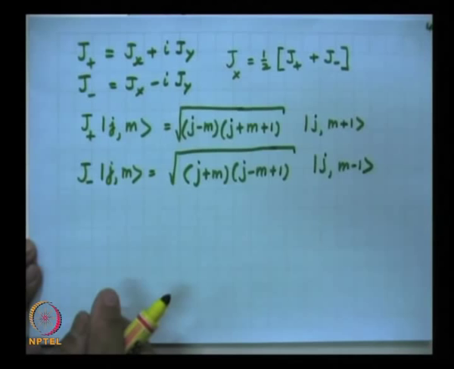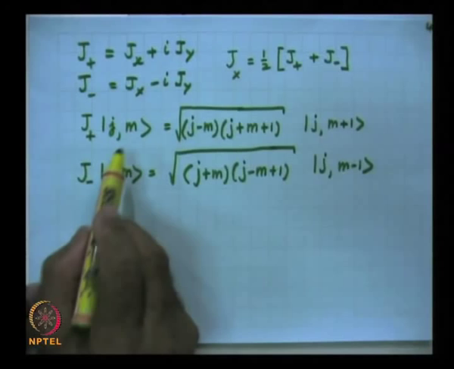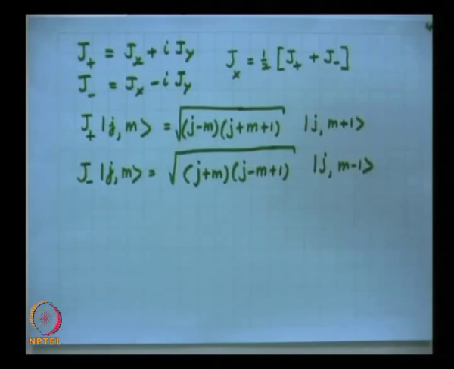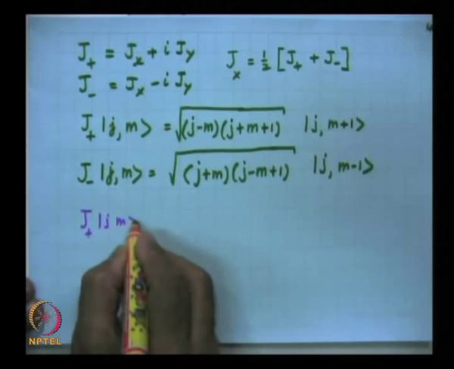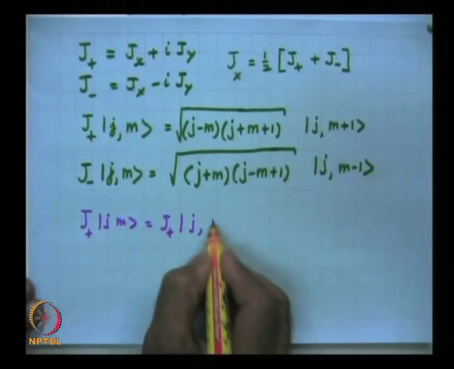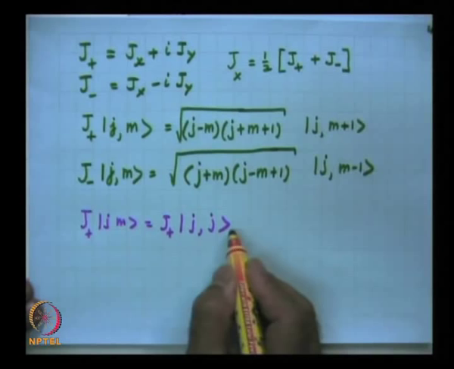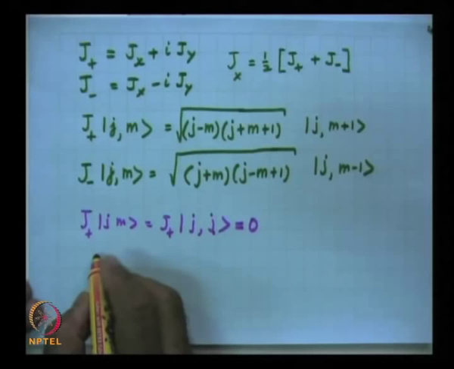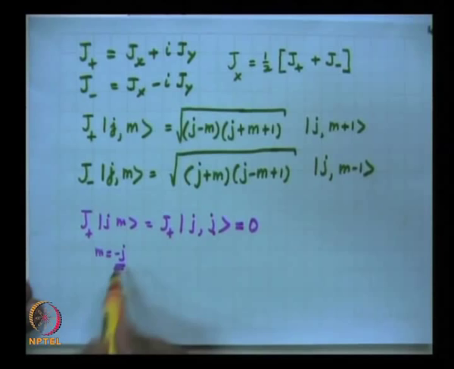The easiest way to remember is that the maximum value of m is j. So, therefore, J plus ket jm with m equal to j, if I assume that m is equal to j, then it will become proportional to ket j, j plus 1, which is impossible. So, this must be a null ket. So, when m is j, this factor must become 0. And when m is equal to minus j, since this is the minimum value of m, this factor must be 0.